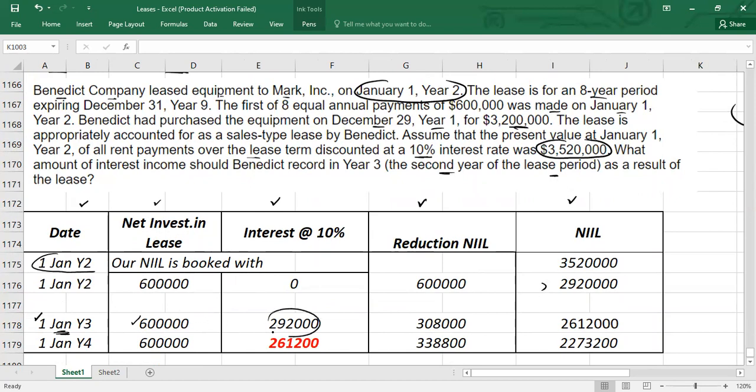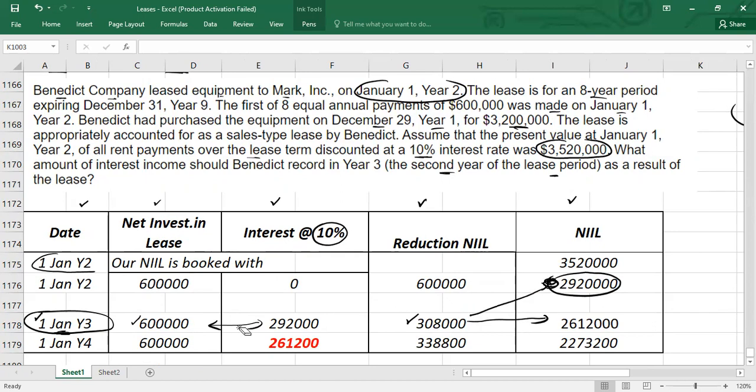Now guys, I want to calculate interest. You know how I will calculate interest at this date? I will take the last value, multiply by the interest percentage. It's going to give me the interest value here. And my receipt, I mean say installment, is this. If I take the difference of installment and interest, this is going to be the reduction in net investment in lease. Now I will take this value minus this value, and it is going to be this value.